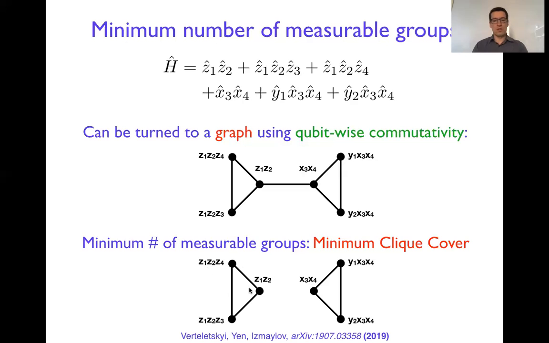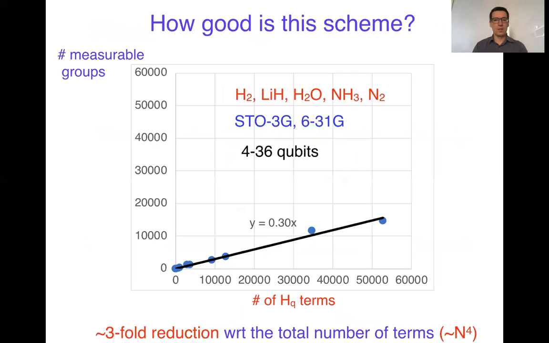So these are all z's by construction, from the beginning, and these guys can be turned into all z's by rotating x's and y's into z's easily. So the details are in this paper that we published recently. Now, how good is this scheme in terms of, say, taking the Hamiltonian terms and turning them into the measurable groups? So the fewer measurable groups, the better.